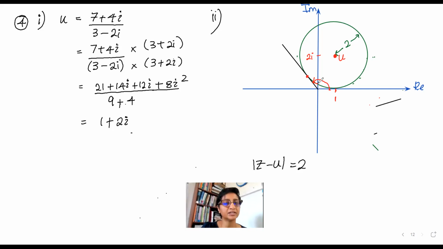It isn't covering the circle? What do you mean covering the circle? It's on the circle. The one here, this z. I'm talking about this z.